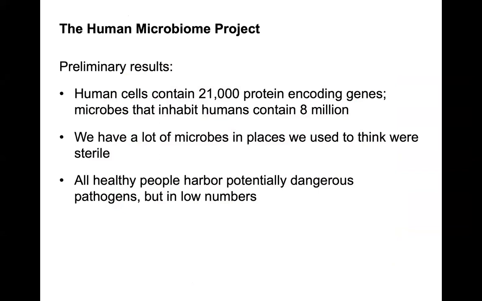So the Human Microbiome Project, the preliminary results: human cells contain about 21,000 protein encoding genes. Microbes that inhabit humans contain over 8 million protein encoding genes, which is an astronomical number. And a lot of those proteins that are produced by bacteria might actually be beneficial to us as humans, especially on how our overall physiology works and operates.